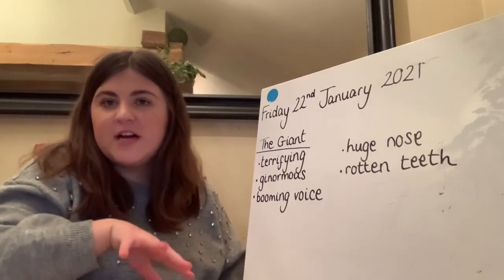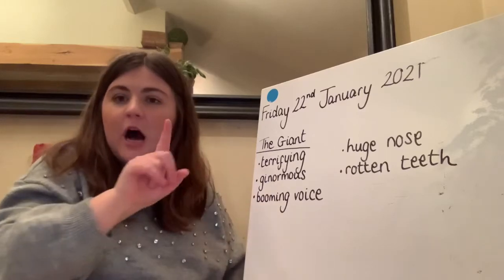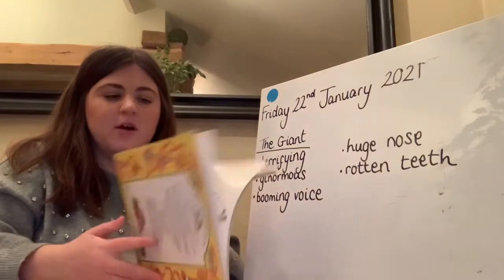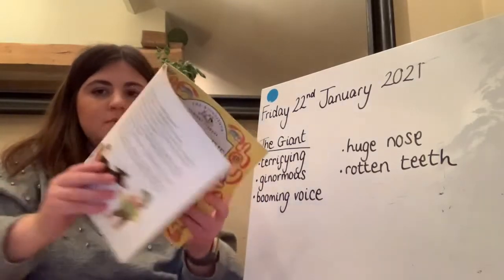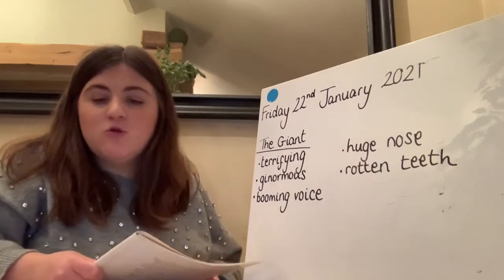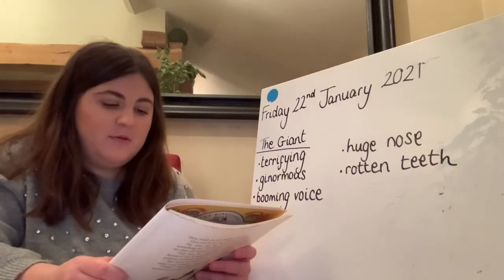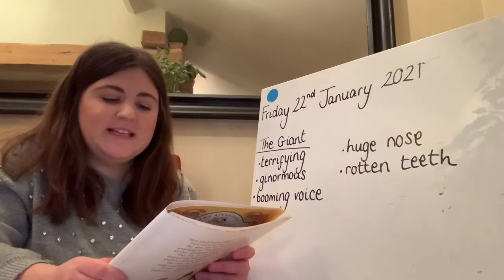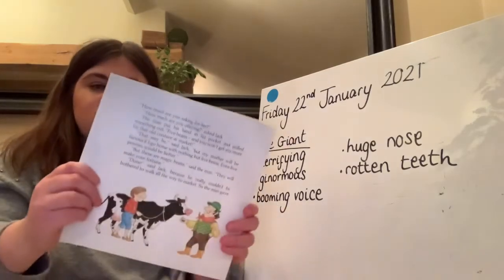So your first task now, because I'm looking at the giant, I would like you guys to have a go at describing Jack from the story. Okay, now I'll give you a clue. We already know that Jack is lazy, so if I read this part to you, Jack was no help to his mother because he was lazy and only wanted to lie in front of the fire all day.